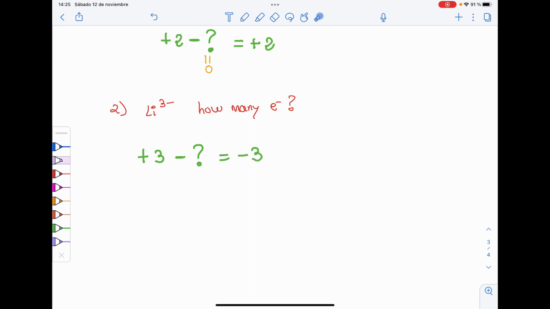So which number should I put here if I have +3 minus something and the result is -3? Okay, so the number that I need to put here is 6, as +3 minus 6 is going to be -3. So I know that in this case I have 6 electrons.